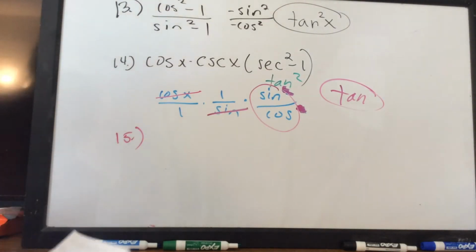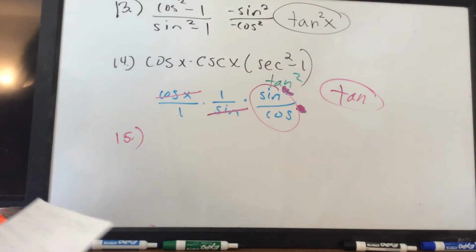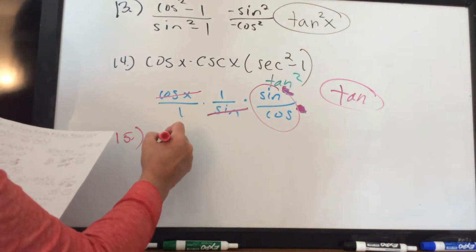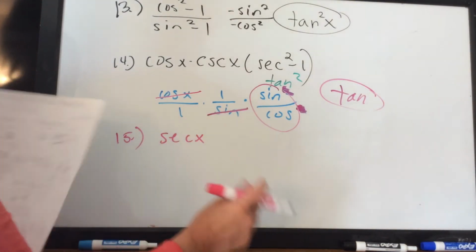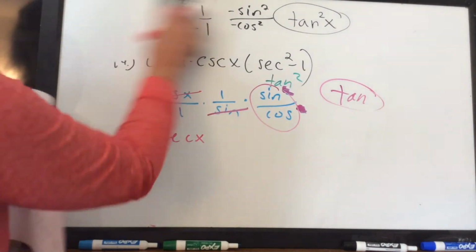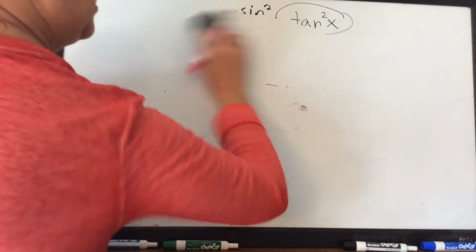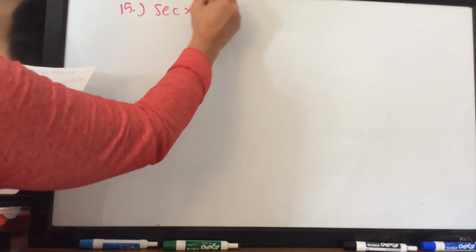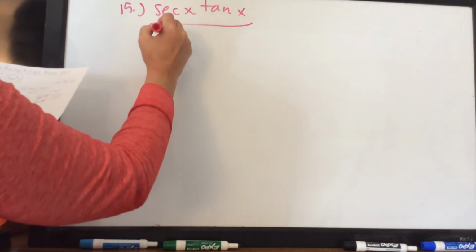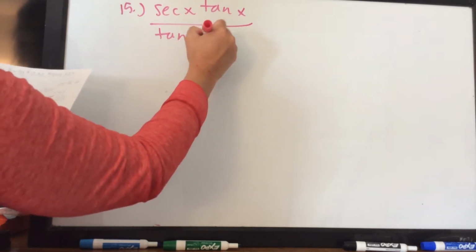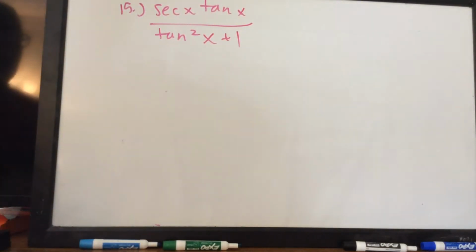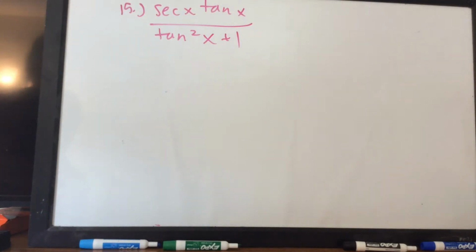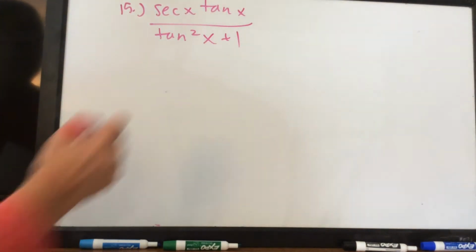15. Again, these are also attached on paper, so you can look at my work on paper as well. Oh, this one's a little tricky. Let's have the whole board. 15 had a little bit of extra chicken scratch to it. So we've got secant x, tan x over tan squared x plus 1. Okay? So again, you look at the bottom. The bottom is a trig identity. It is secant squared.